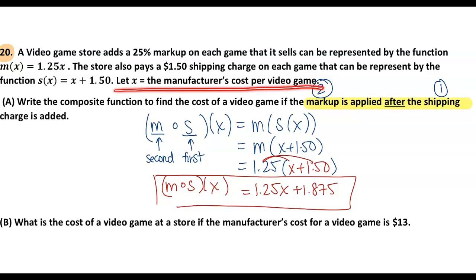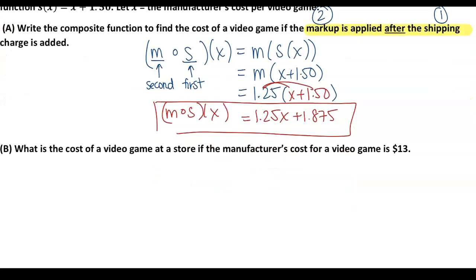Since it specifically says X is the manufacturer's cost for the game, congratulations, you're plugging it in for X. All of this could be represented as a big Y. I don't want it as a big Y right now. I want you to rewrite all of this, the X. I want you to plug it in for X, both of these. So let me show you how I want it plugged in.